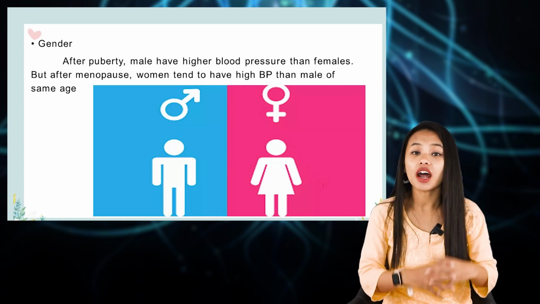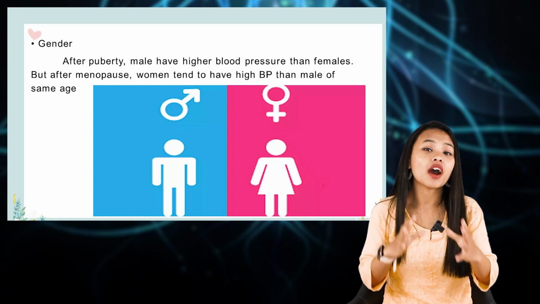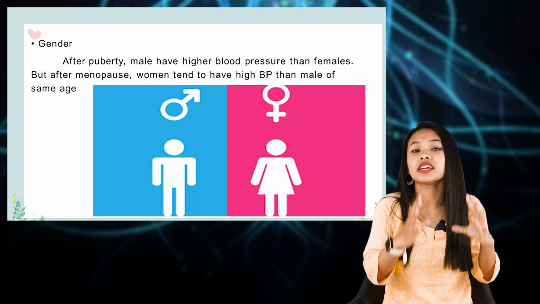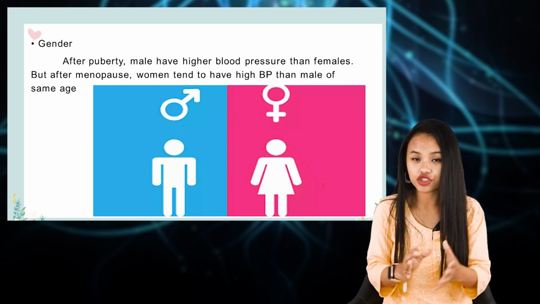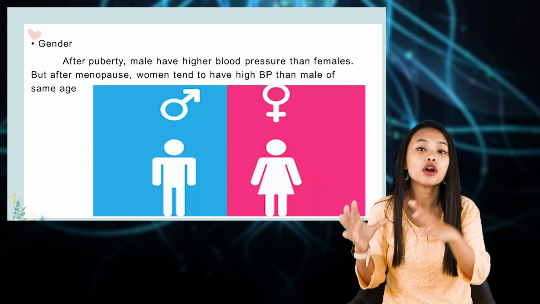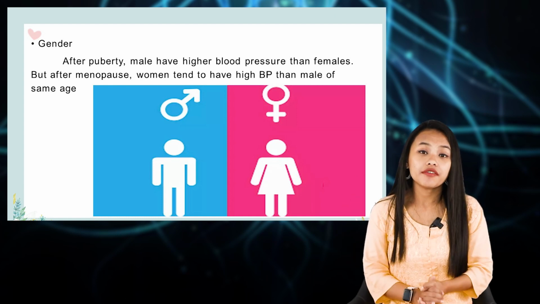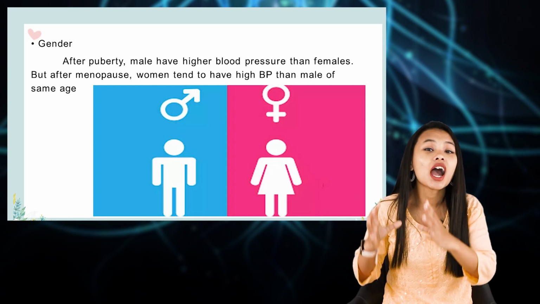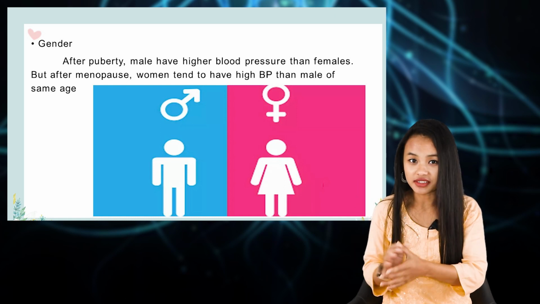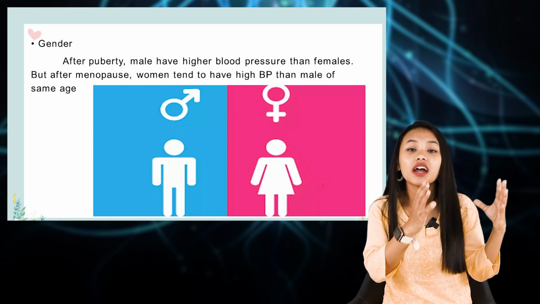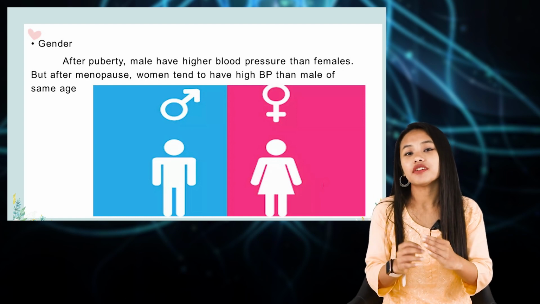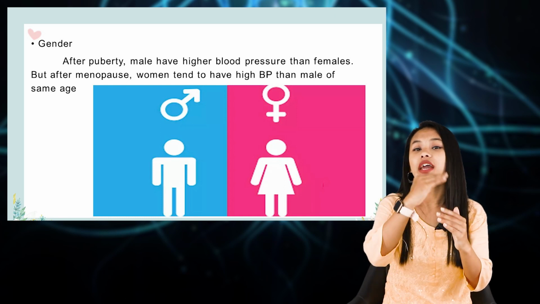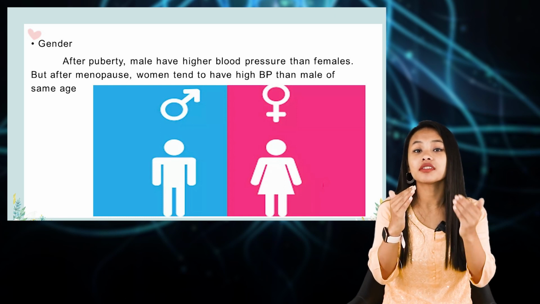So here it is seen that after puberty, males will have higher blood pressure than females. So here, after a male has hit puberty, his blood pressure will be higher than that of a female of that same age group. However, it is seen that after menopause, the female will have higher blood pressure than males. So after puberty, the males will have a higher blood pressure than the females, whereas after menopause, the females will have a higher blood pressure than the males.